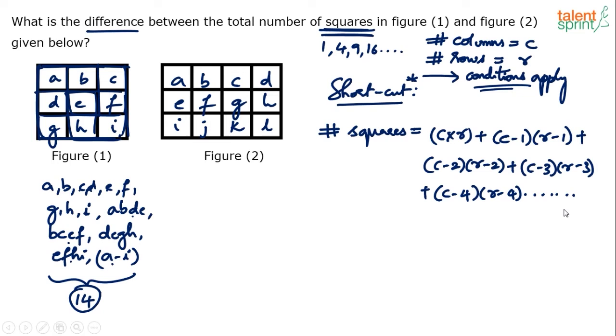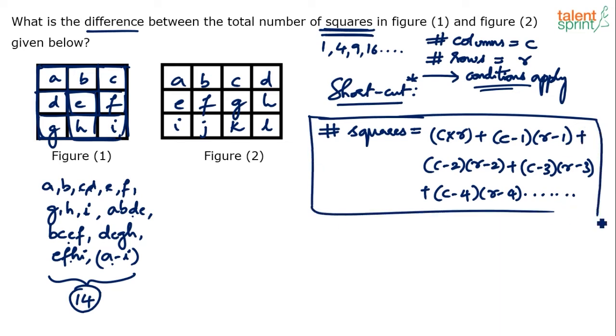Depending on the number of rows and columns, you have to go on doing this operation till you get the final answer. It converges to 0 basically. So the number of squares, that's how you count it. For example, if you have to apply this formula for the first figure.